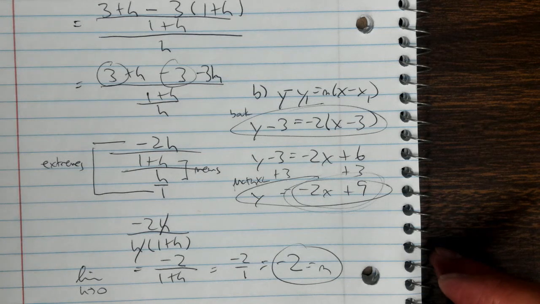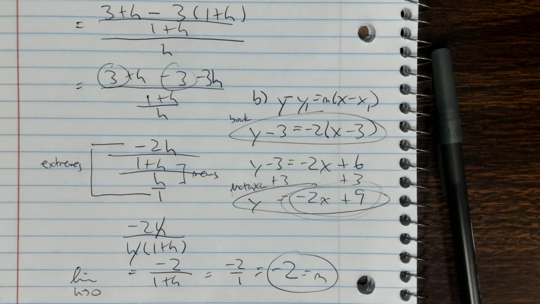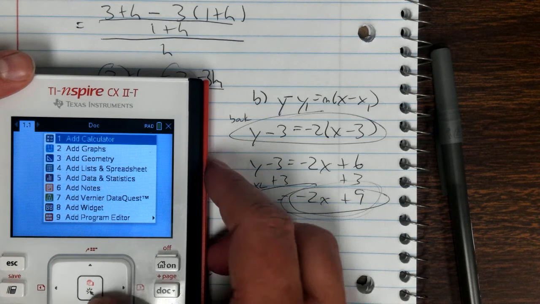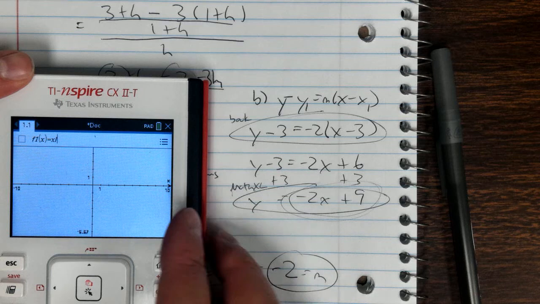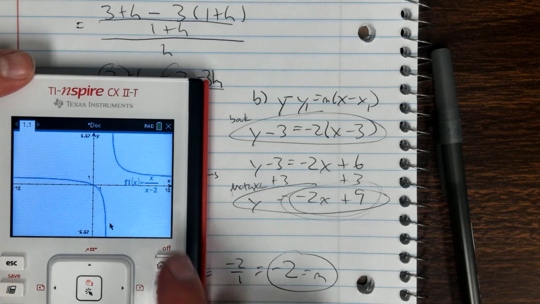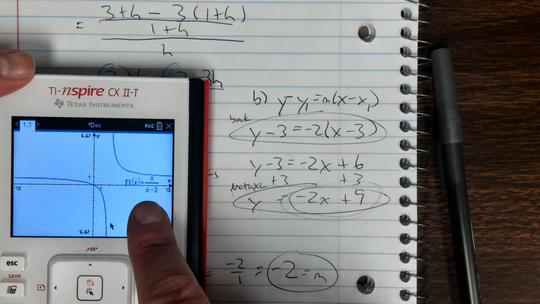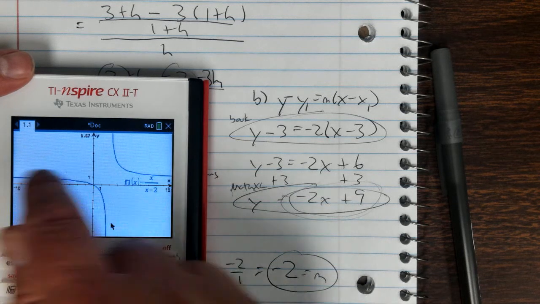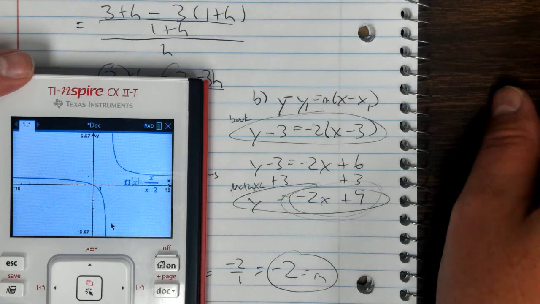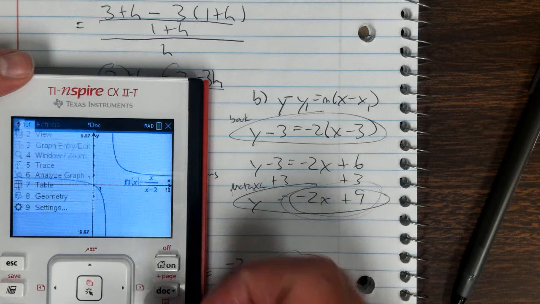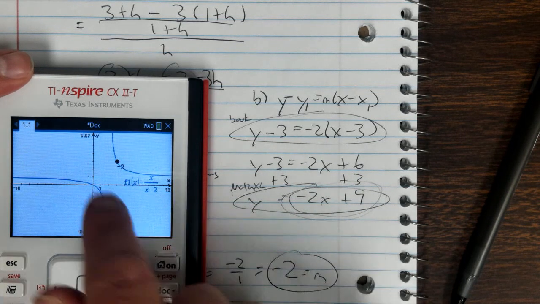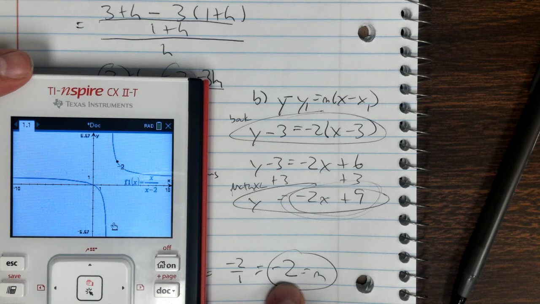Okay, so let's check our answer. So we're going to graph it, and we put x over parentheses x minus 2. There's our graph. It's a rational function, vertical asymptote 2, horizontal asymptote 1, because of the x over x. And we do dy dx at position 3, and we get a negative 2. So negative 2 is your slope.